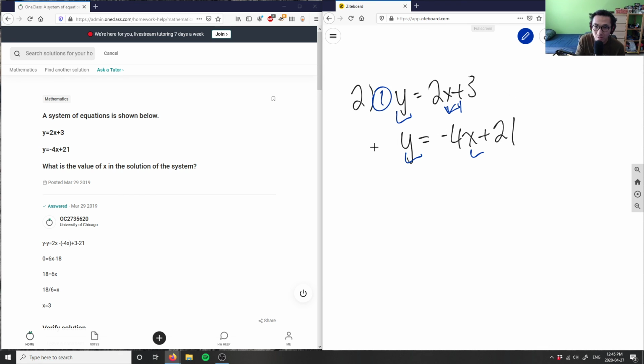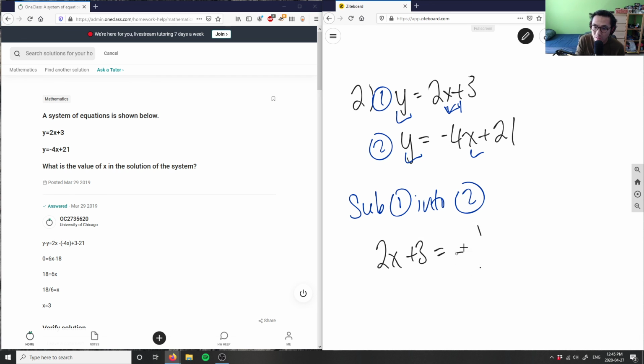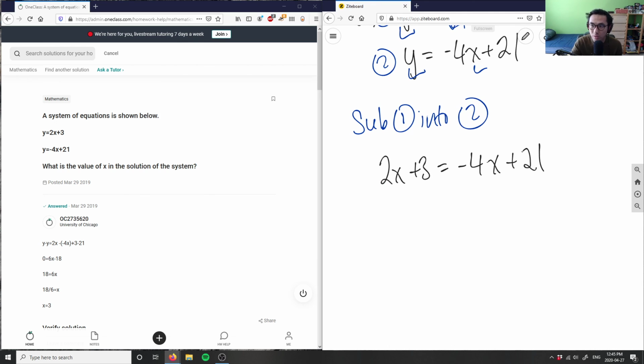So I have equations 1 and 2 here. I'm going to sub equation 1 into equation 2. Once I do that, I get 2x plus 3 equals negative 4x plus 21. I'm equating the y values, which means my y values cancel out. Therefore, I only get one variable, and we can easily solve a one-variable equation because we're solving for x here.